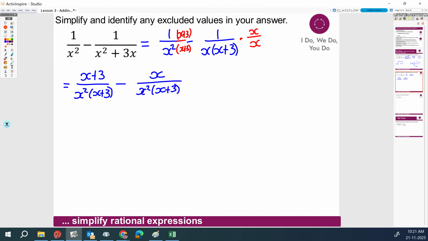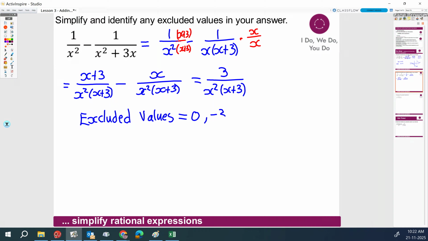Alright, so now we can combine these fractions together and we're going to get 3 over x squared times x plus 3. So then we have to decide what our excluded values are going to be. Our excluded values are anything that sets the original equation's denominator equal to 0. So our excluded values are going to be 0 and negative 3.